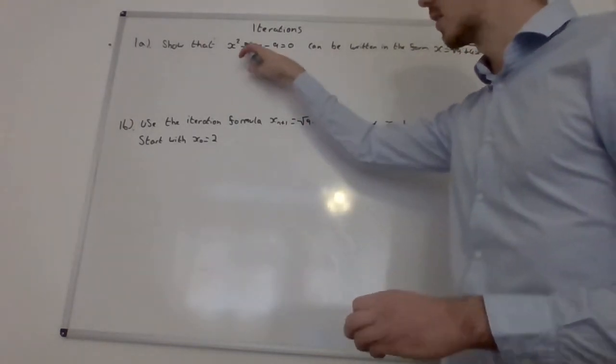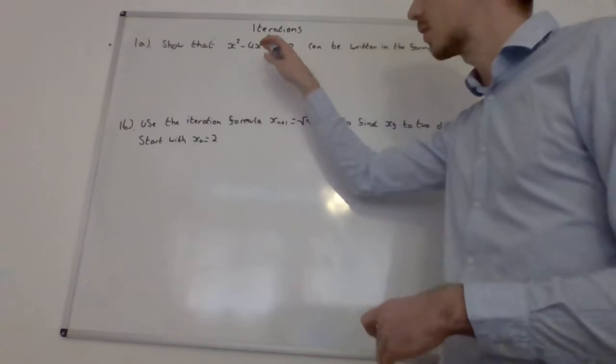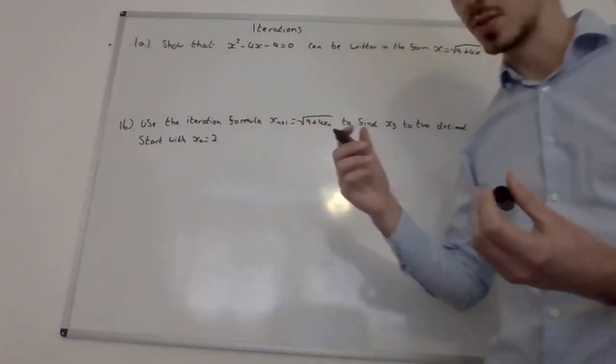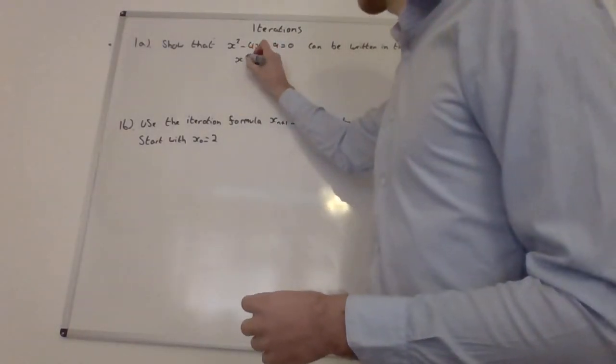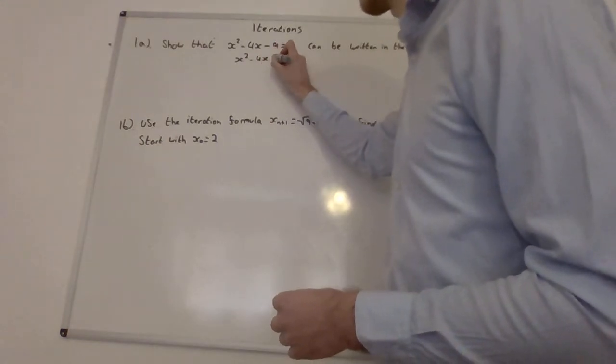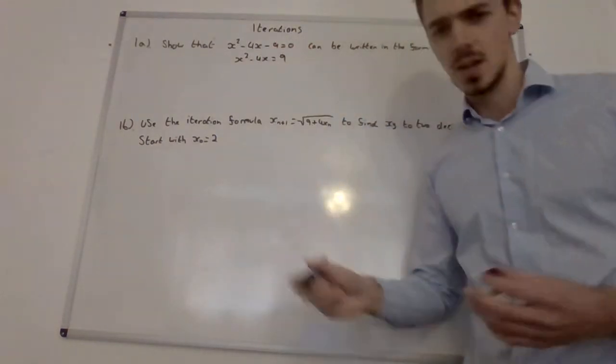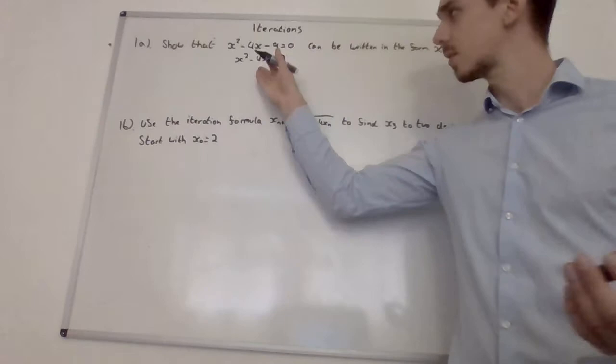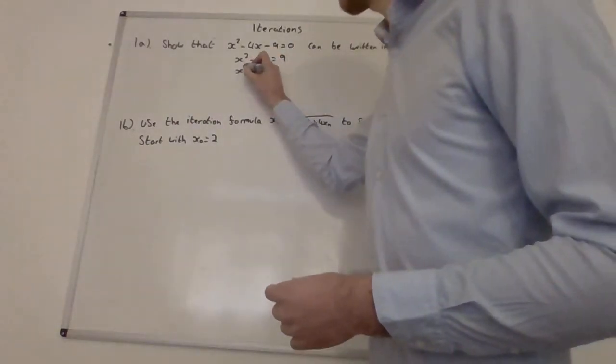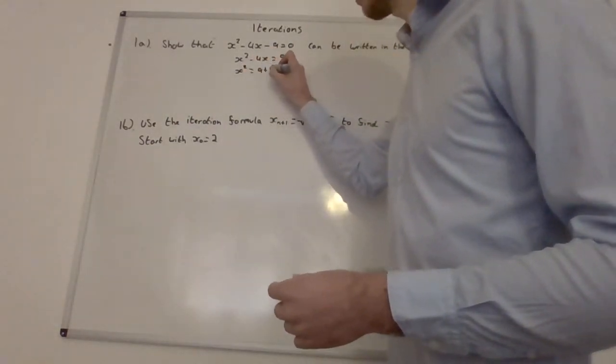Looking at it here, I'm going to add 9 to both sides first, so we can put the 9 to the right hand side of the equation. So that'll be x squared subtract 4x equals 9. Now we can add 4x to both sides. We'll be left with x squared equals 9 plus 4x.